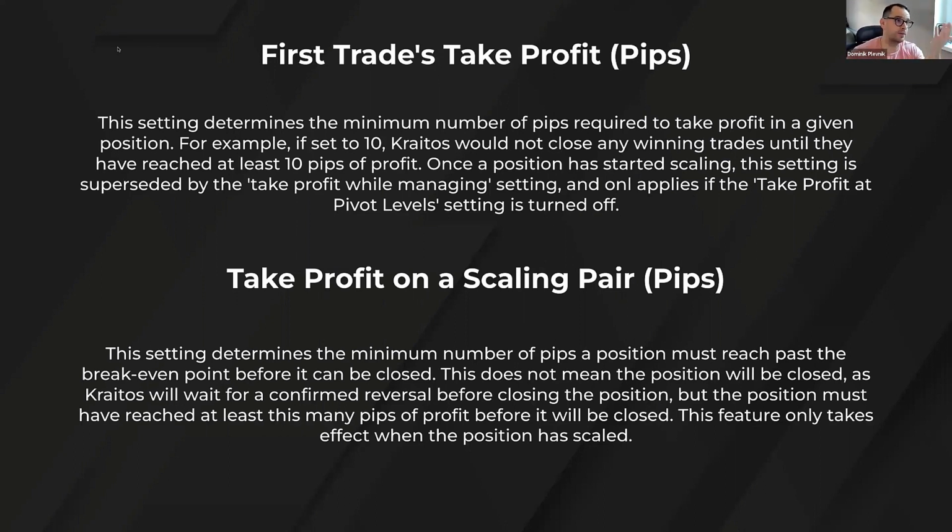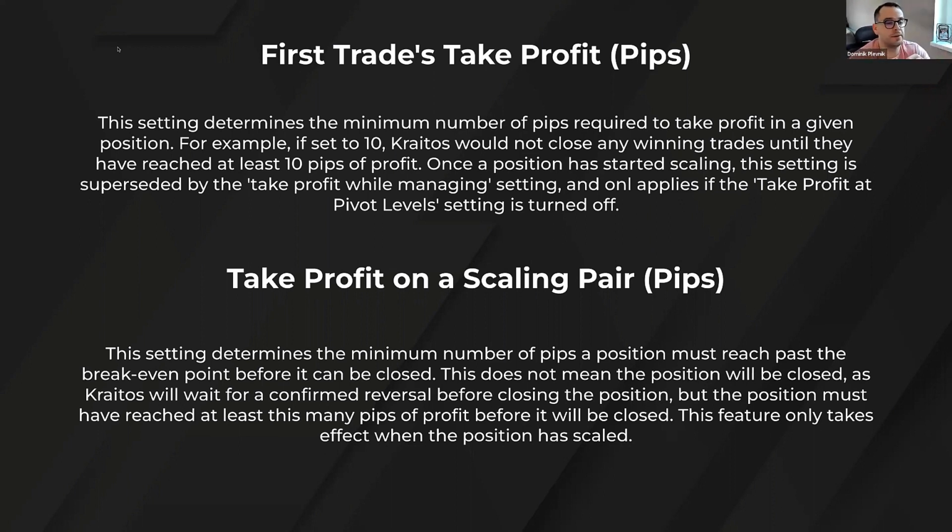You can also set it to 15 pips, 20 pips, 30 pips, 500 pips, however much you actually want. You can make it a scalper. You can make it a swing trader. There are a lot of possibilities once you know how Kratos works, take profit on a scalping pair. So this is again some of the things of how you would set it.